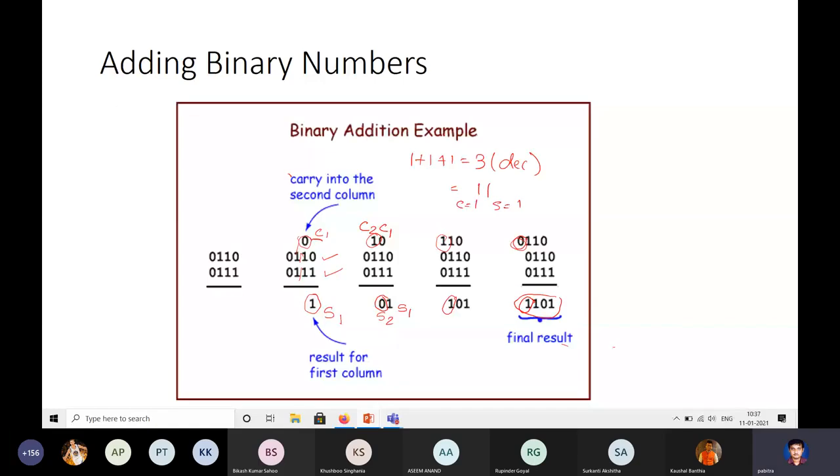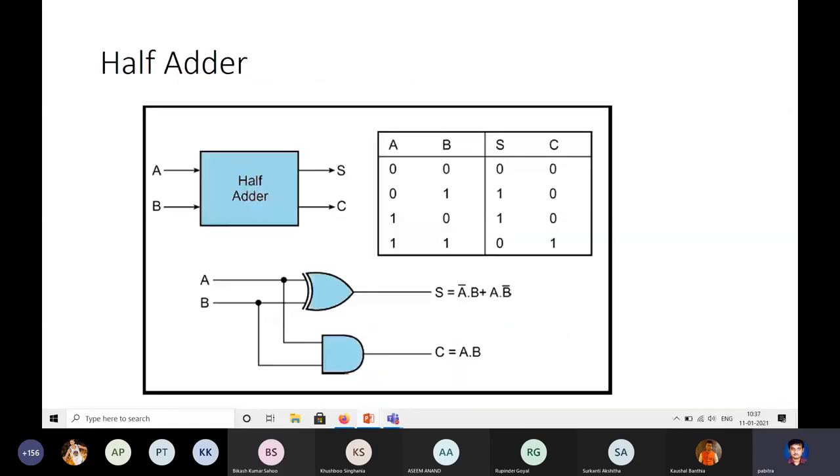Okay. So now let's look at, what I have done is that I have copied this addition table as a truth table here, where these are the inputs. 0, 0 has a sum 0 and a carry 0. 0, 1 has a sum 1 and carry 0. 1, 0 has a sum 1 and carry 0. 1, 1 has a sum 0 and a carry of 1. The 2 bits of the result.